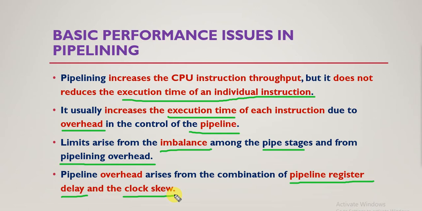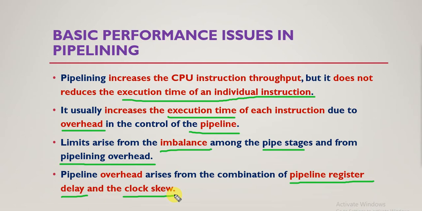So there is a sure chance of an imbalance between different stages, and one cause is the pipeline register delay. If the register is not forwarding the result to the next stage in time, there will be a delay. Maybe a pipeline register is failing, and that time also this delay happens, or due to some other reason there may be a delay between two different stages.